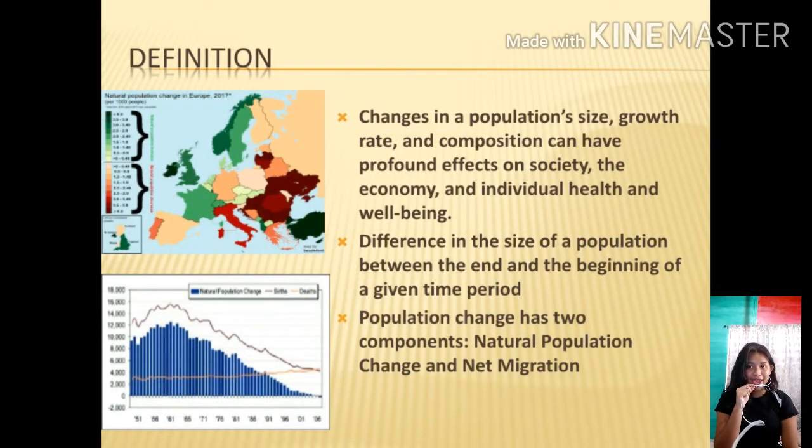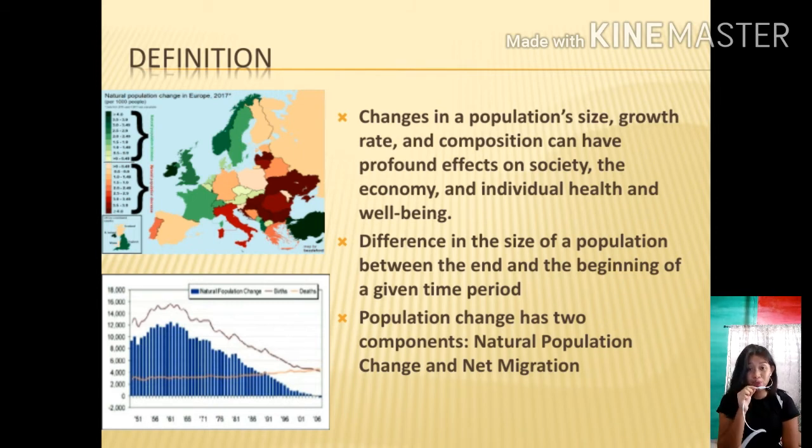Population change is the change in population size, growth rate, and composition that can have profound effects on society, the economy, and individual health and well-being. It can be estimated by the population structure, which will be tackled next in this topic. It is the difference in the size of a population between the end and the beginning of a given time period. Basically, it will be accounted for or measured during the month of January.